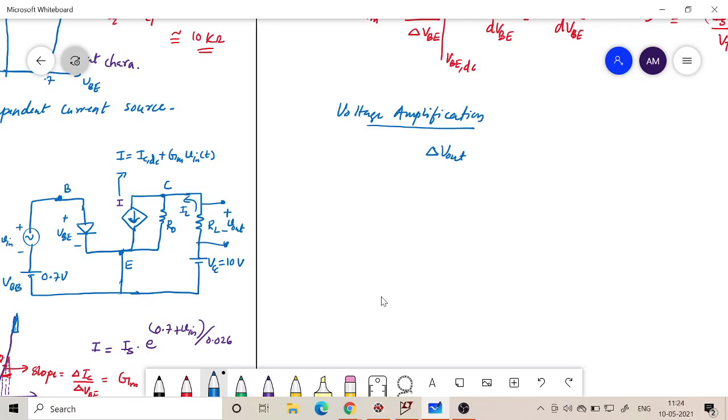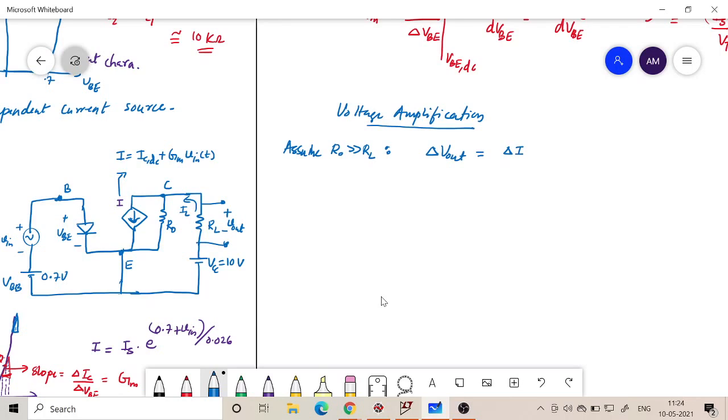First I will find that variation without R0, because that is simpler. Let's assume R0 is much larger than RL. Under that condition I can neglect R0, because all the current given by the current source will flow through this RL. Nothing will be going through R0. So it will be entirely IL. So delta V out is equal to, I can write it as delta I.